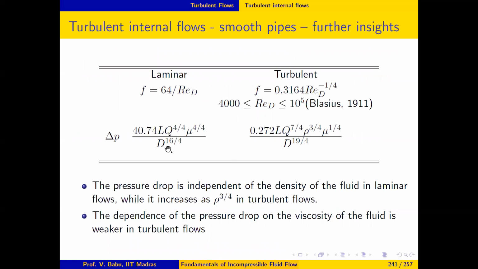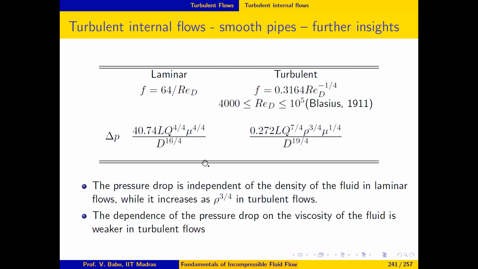Now let us look at pressure drop in laminar and turbulent pipe flows. In the case of laminar flow, the friction factor is 64 over Reynolds number. The dependence is known, so we can actually write the pressure drop in this form. So you can see that this brings out the dependence of the pressure drop on the various quantities here, on the various parameters of the problem.